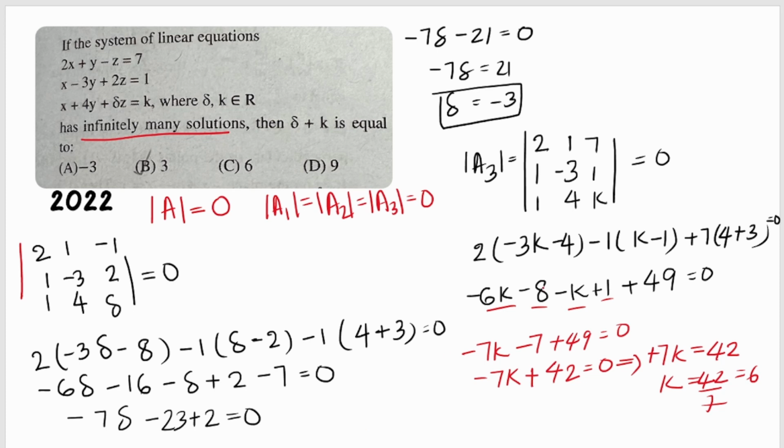They've asked what is dou plus k. Value of dou plus k. Value of dou is minus 3 plus 6. We'll get the answer as 3. So option B is the answer.